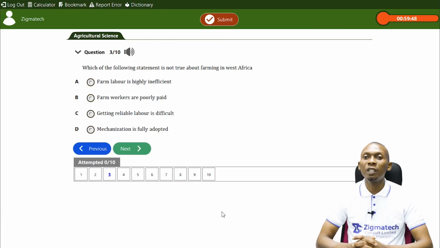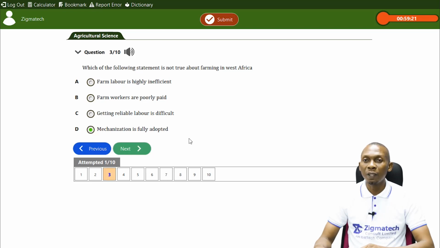It says, which of the following statements is not true about farming in West Africa? A, farm labor is highly inefficient. B, farm workers are poorly paid. C, getting reliable labor is difficult. D, mechanization is fully adopted. The answer is D. Mechanization is not fully adopted in West Africa.